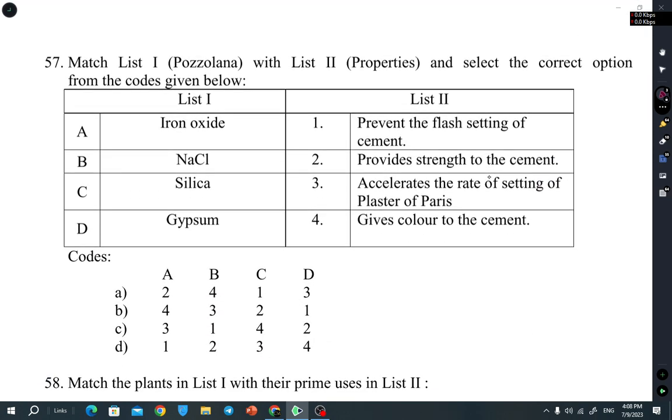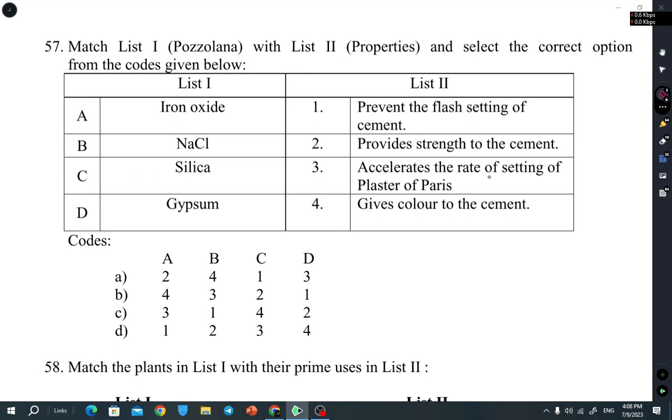Next question. Match list 1 with list 2 and select the correct options from the codes given below. Answer is option B, that is iron oxide gives color to the cement. NaCl accelerates the rate of setting of plaster of Paris. Silica provides strength to the cement. Gypsum prevents the flash setting of cement.